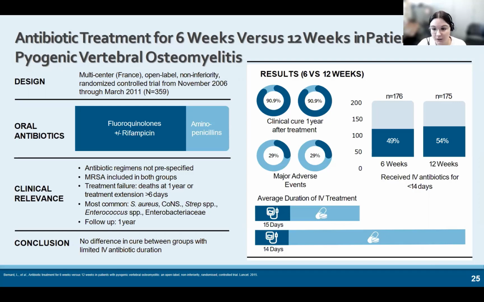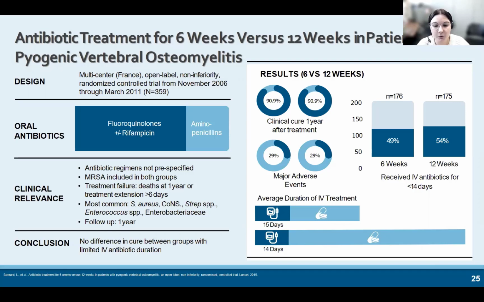The most common pathogens included in the trial reflect the most common pathogens we typically see in this type of infection, and the follow-up duration was 1 year. The primary endpoint, as we can see on the right-hand side in the results, was the proportion of patients classified as cured at 1 year. And the outcomes between the two groups were incredibly similar. About 91% of patients in both the 6 and 12-week groups met the criteria for clinical cure.